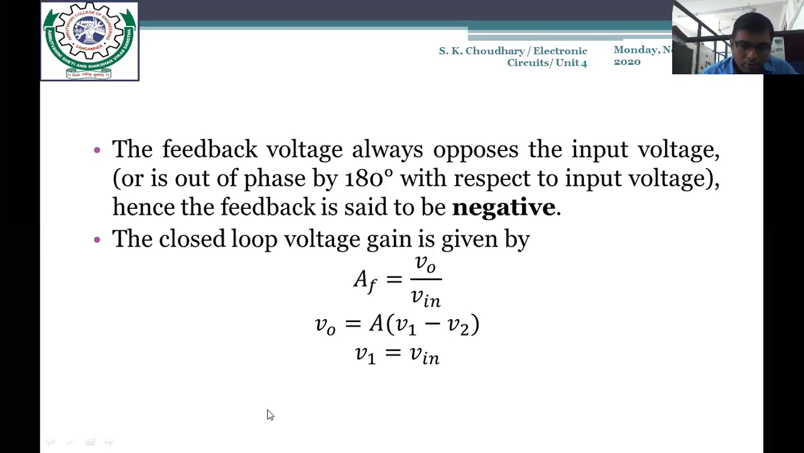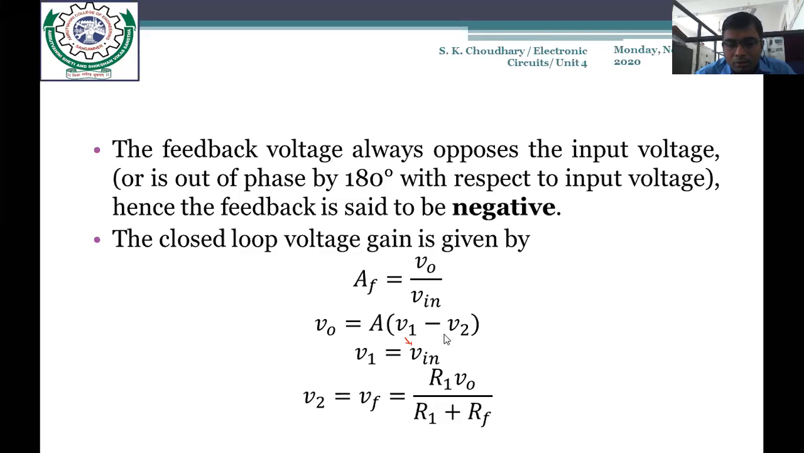And here, in the diagram of this voltage series feedback, V1 is nothing but your Vin, and V2 is nothing but Vf. So if we are going to calculate the value of Vf from the circuit diagram, it is very simple, because there is a voltage divider network.